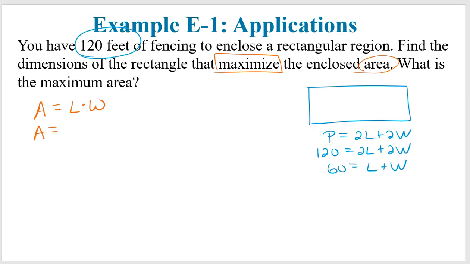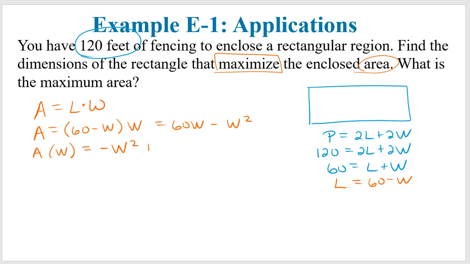I decided to solve for the length. So length equals 60 minus W. Instead of L, I'm going to put 60 minus W multiplied by W. If I simplify that out, that gives me 60W minus W squared. And if you want to write that in function notation, my area in terms of the width is negative W squared plus 60W. I wrote it in standard form because that is going to help me find the vertex.